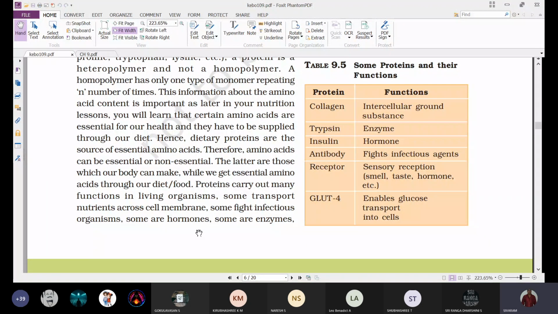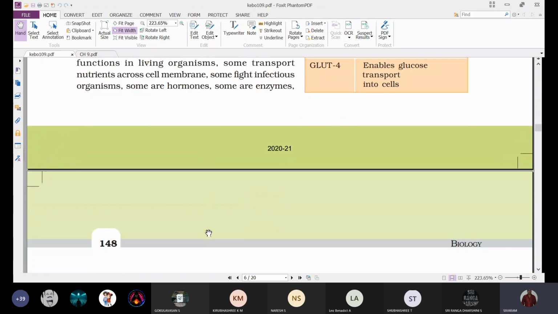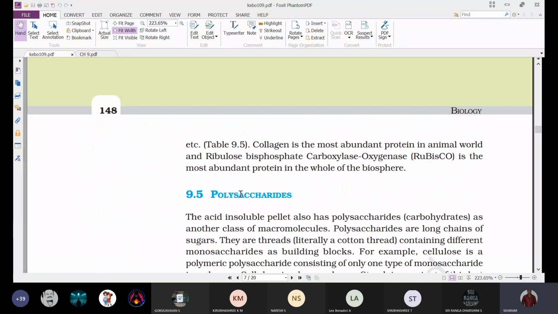And some are enzymes. Very few are made up of other components, but 99.9% of the enzymes that are present in living organisms are made up of proteins. So some are involved in the formation of proteins.